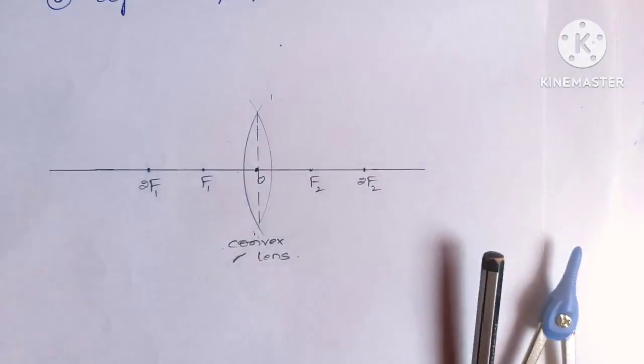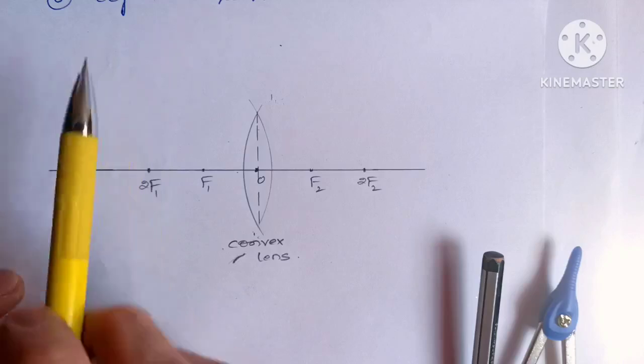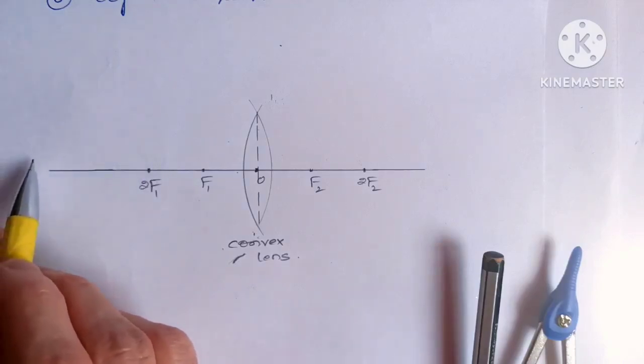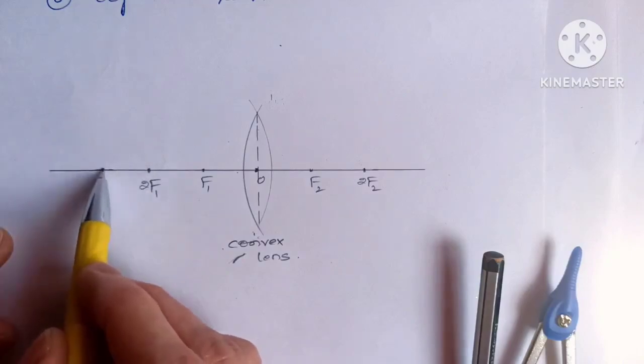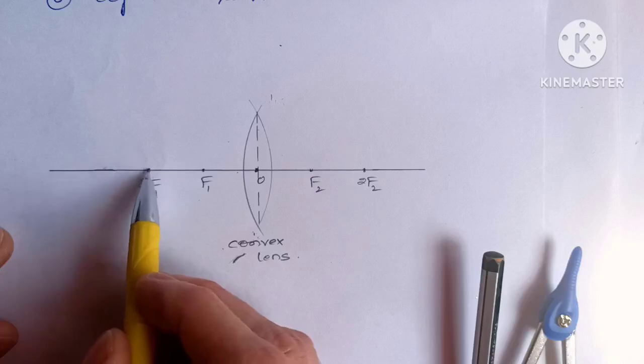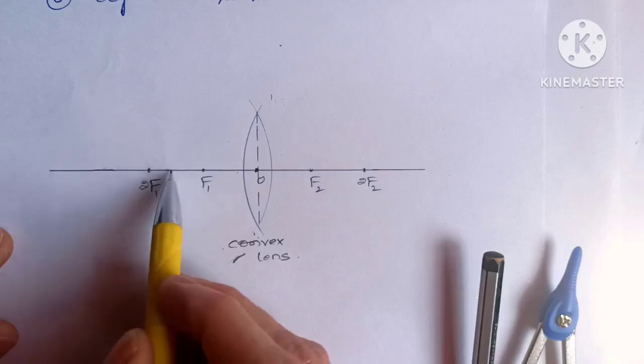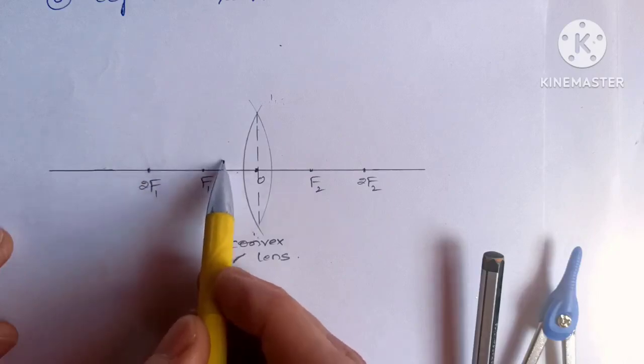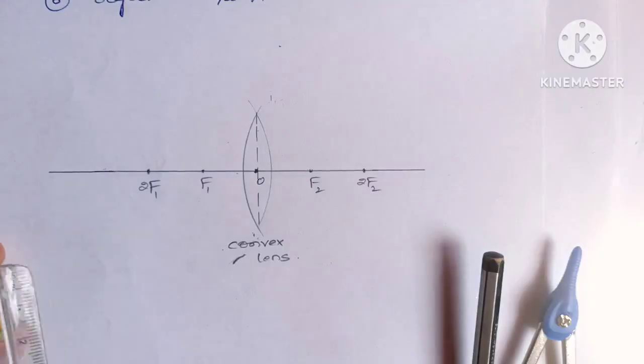Now the possibilities you have to understand well. See, the first construction which we have told, object at infinity. Infinity means somewhere far away, here you have to keep. Beyond 2f means here. At 2f means exactly on this. In between means here, you see the position. And f means here. In between f1 and O means here. Okay, so one after one we will draw.